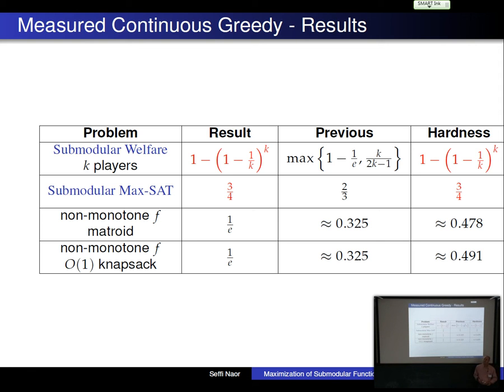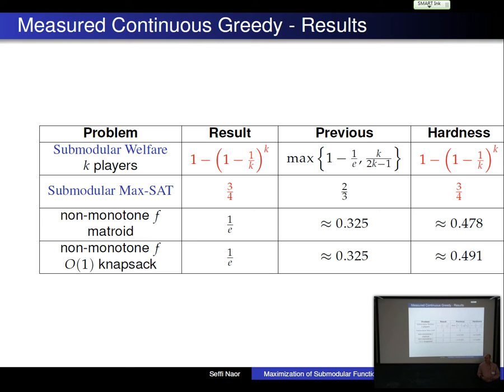Can you, in some way, modify this to work over the bases of the matroid? No, I need it to be downward closed. And problems become very hard when you work on the bases.